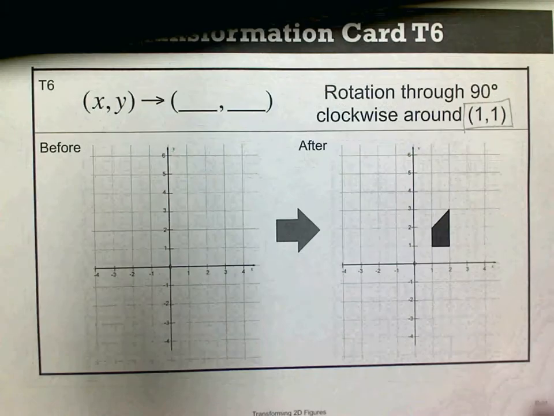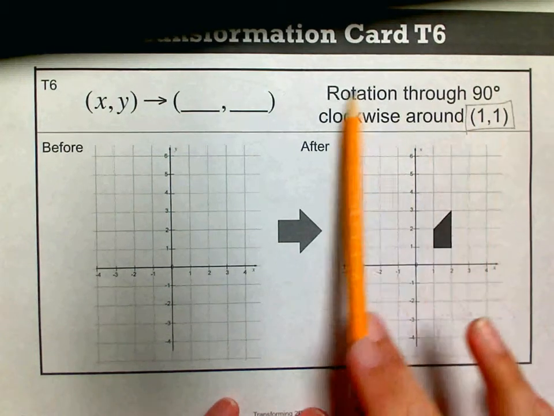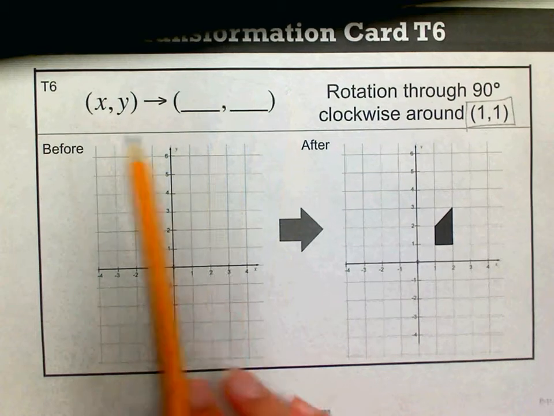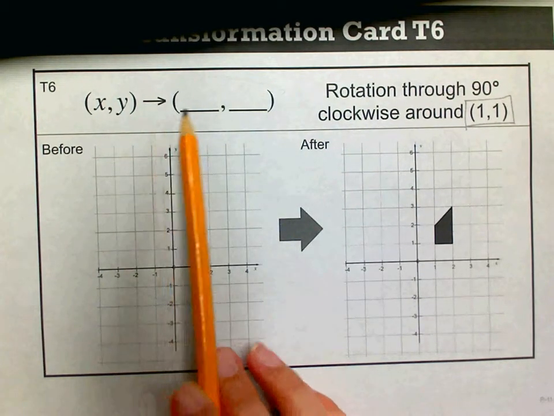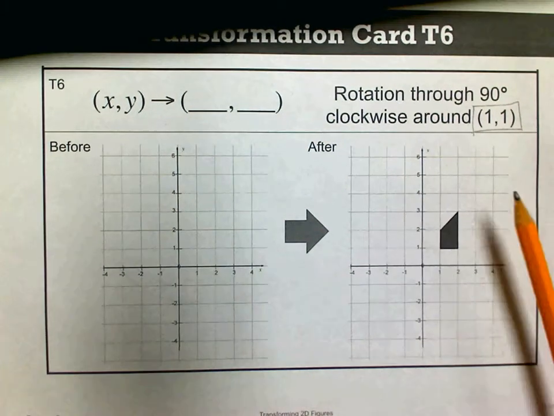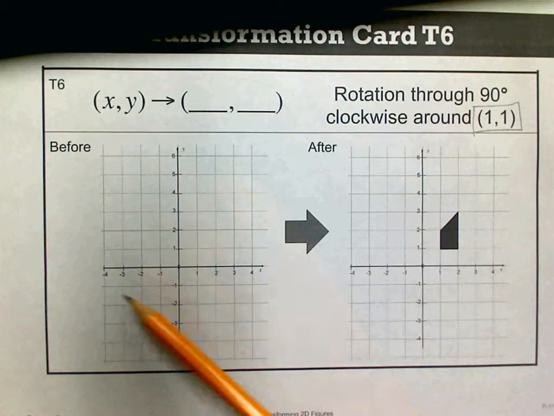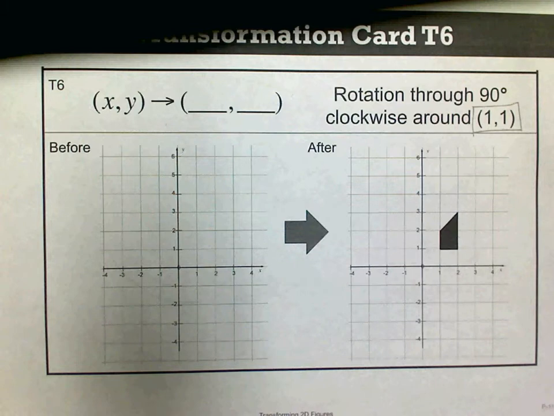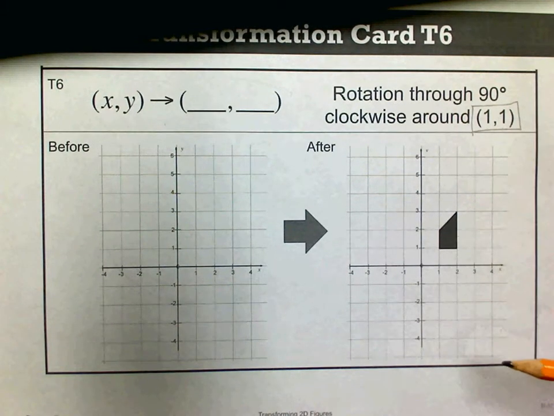Just as an overview, remember that this is the word description of the transformation that's happening. This is like the algebraic description of what's happening, so we're going to try to come up with that if we can. This is the pre-image, the image before, and then the image, which is the drawing afterwards. So we're given the drawing after and the description of what's happening.